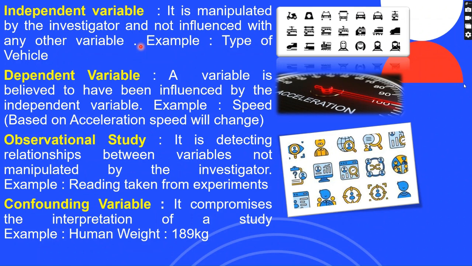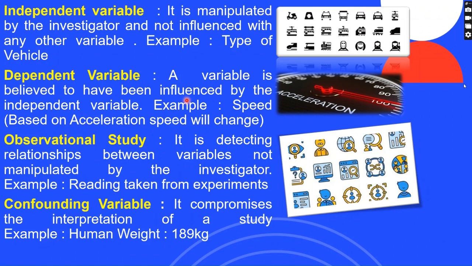The independent variable is where the investigator is not influenced by any other variable. For example, car, bike, bus, train, and the metro station, or everything will have individual values. So these objects are variables which will not depend upon any other thing. For example, weight is another example.